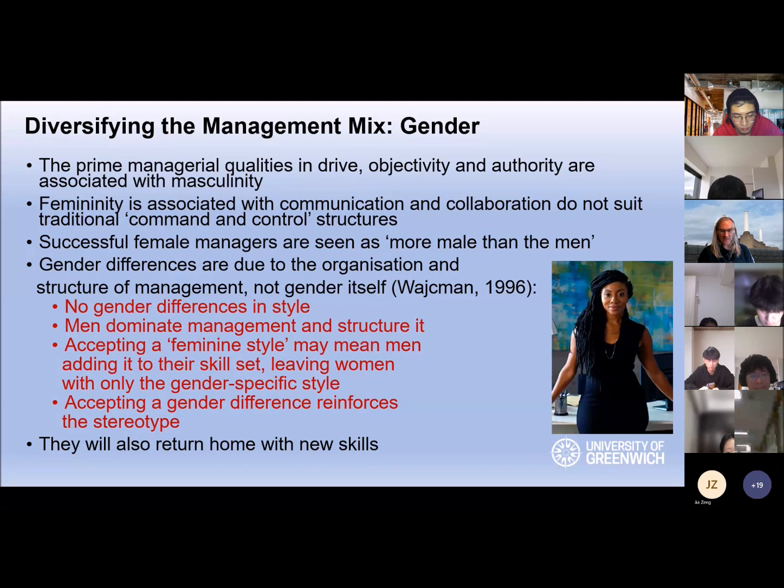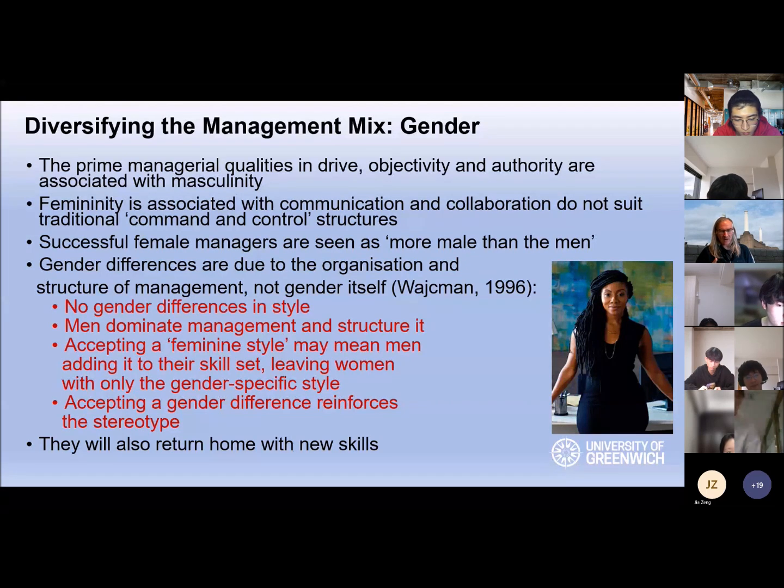And the feminine qualities tend to be associated with communication, collaboration, and don't suit the rather masculine command and control structures. And there is this idea that for a female manager to be successful, she needs to master the command and control attitude and needs to do it better than a man would. For a man, it's coming naturally. For a woman, it's not coming naturally. So she needs to be even more of a man than a man does. This is not true. Absolutely not true.